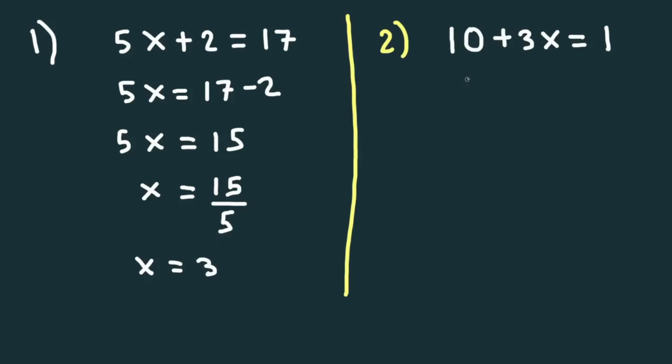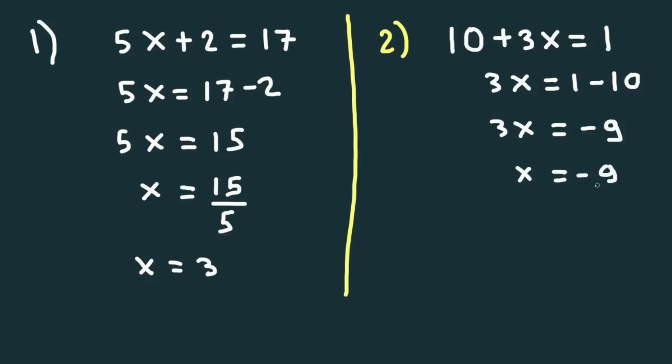Example 2, 10 plus 3x equals 1. So 10 needs to go to the other side. So 3x equals 1 minus 10. So 3x equals minus 9. x equals minus 9 divided by 3. And x equals minus 3.